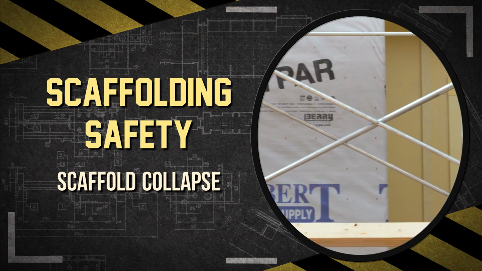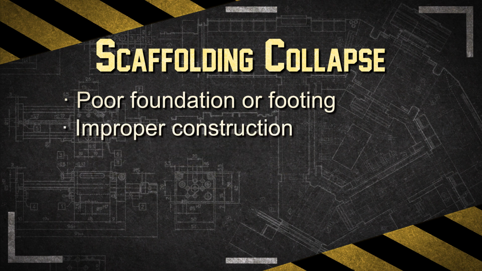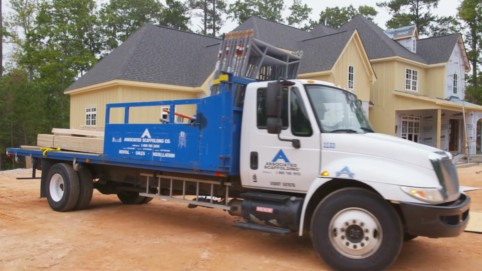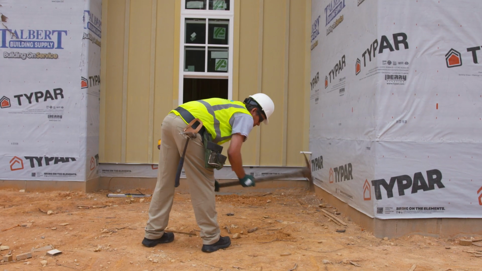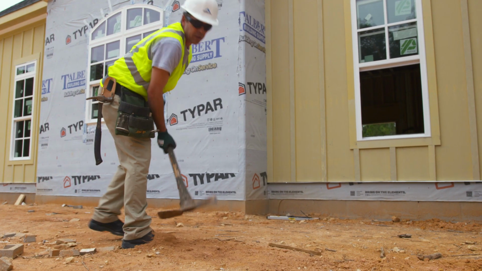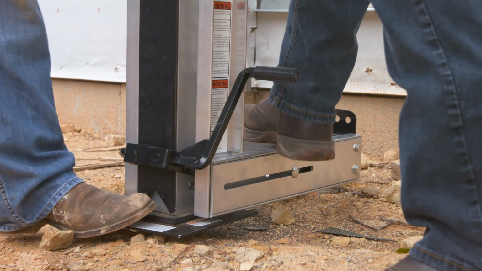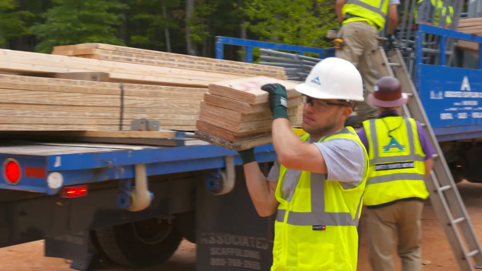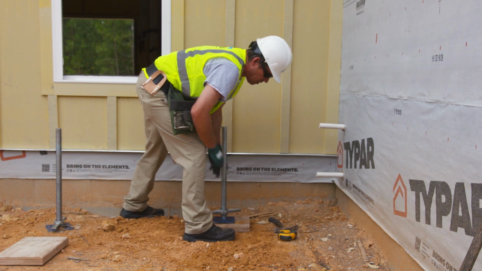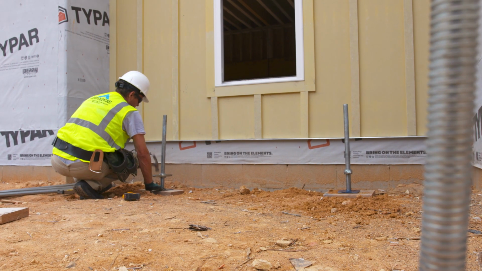Scaffolding collapse can be caused by several factors, including poor foundation or footing, improper construction, overloading, and being struck by machinery. Always know the foundation the scaffold will be built on. Never build scaffolding on stacked bricks, block, or other unstable objects. All scaffolds require steel base plates, adjustable bases, or casters. Mud sills can be used under the base plate to spread the load when scaffolds are built on soil or asphalt. If using mud sills, ensure the base plate is nailed to the mud sill to prevent displacement.